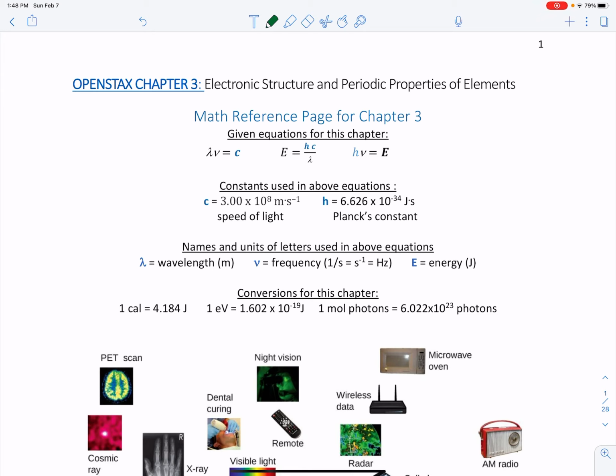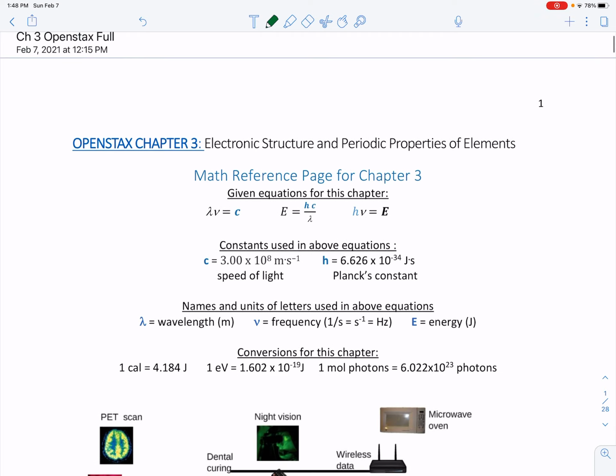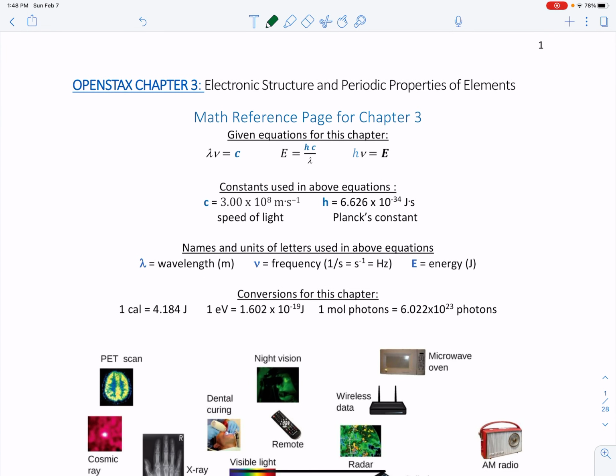We did a lot of electron counting and proton counting in the last chapter, but we are especially focusing on electrons and the energy associated with the electrons in this chapter. We're going to look at where they are, what kind of area they look like they're in. Those kinds of questions are the ones that we're going to be answering to the best of our understanding at this point. As before, the first page is your math reference page for chapter 3.